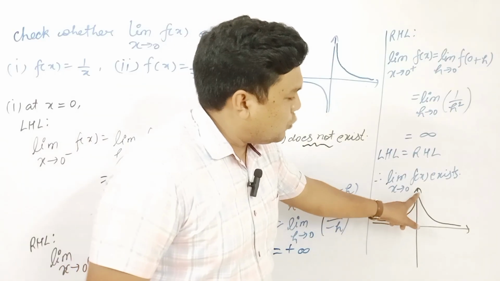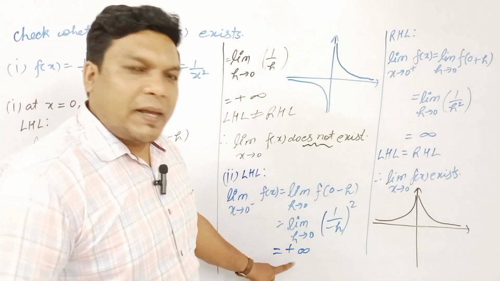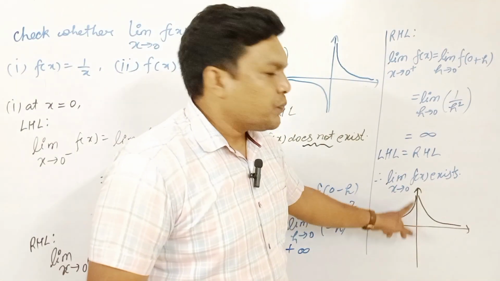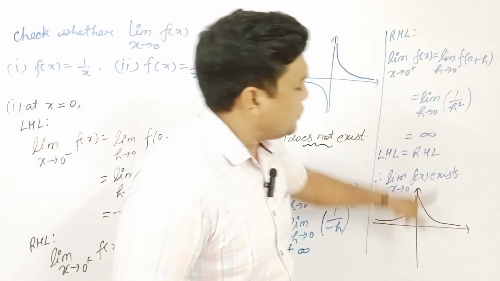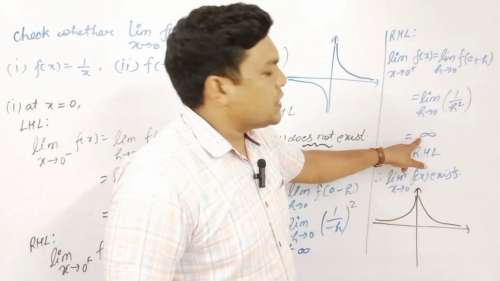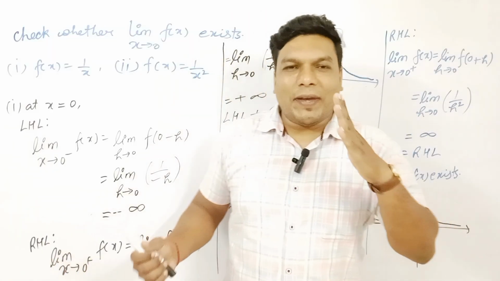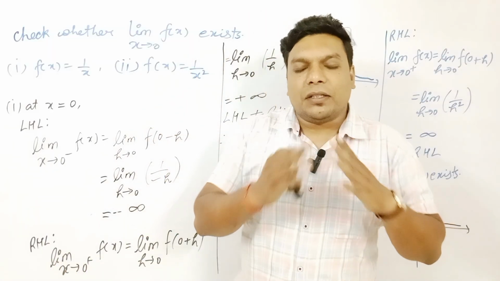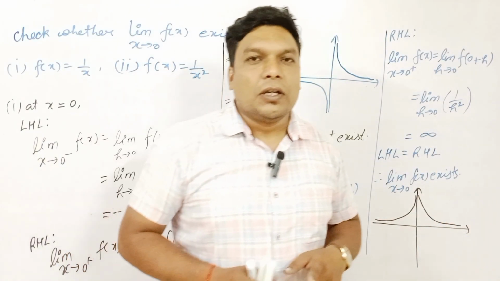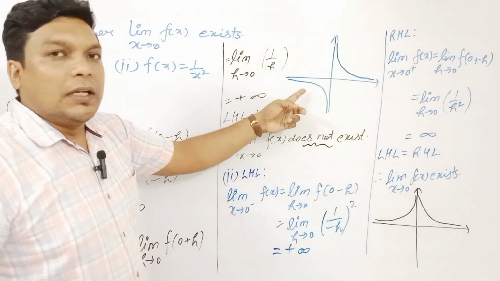f of x is approaching to plus infinity, shown mathematically, and look at the graph. And when x is approaching to 0 but from the right, what is the limit? The function is approaching to plus infinity as shown in the graph. So the function is approaching to the same value from left and right, that's why we are saying the limit exists. Okay, and in this case the limit does not exist.